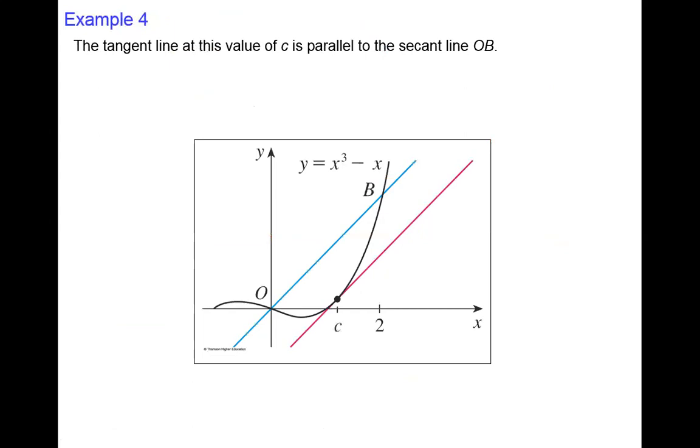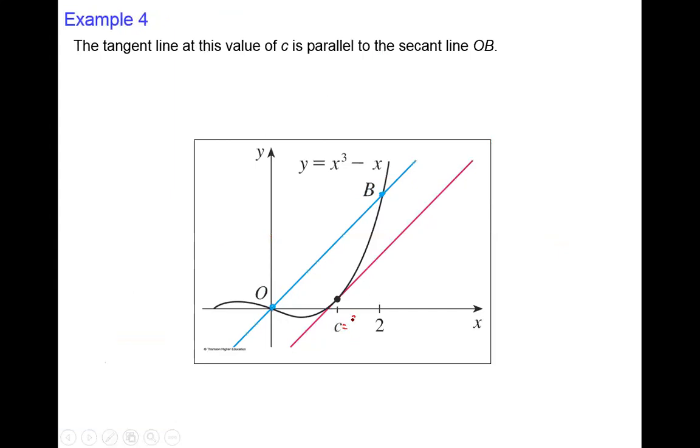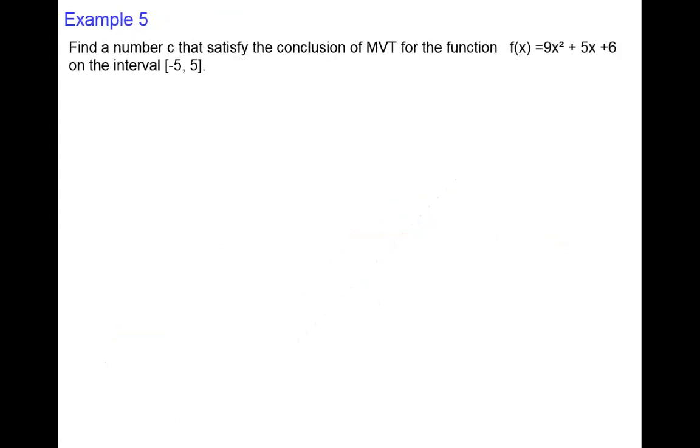Oh, we do have this function, and we can see the blue one is actually the secant, and c is simply 2 over square root of 3. We do have another one on the other side, but it's not on the graph, so I'm not going to label it. But we can see the tangent is parallel to the secant. Okay, and yes, let's do this one.